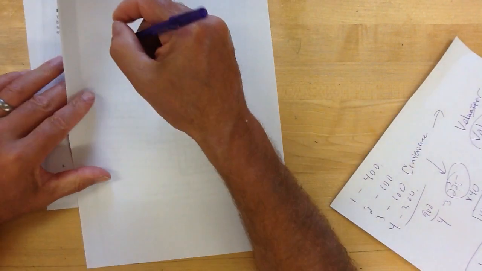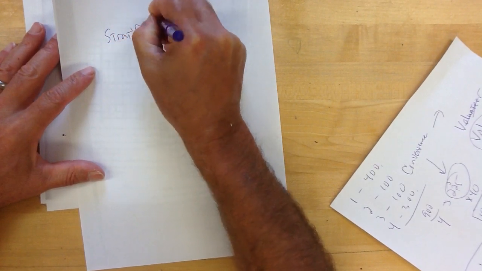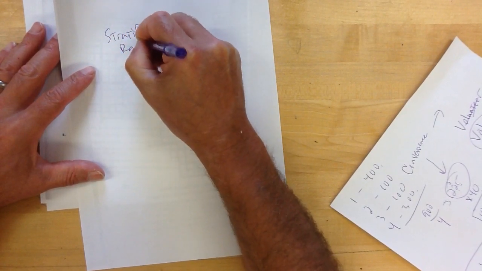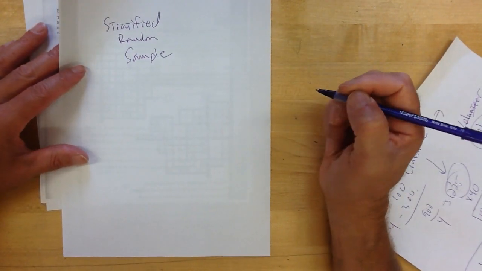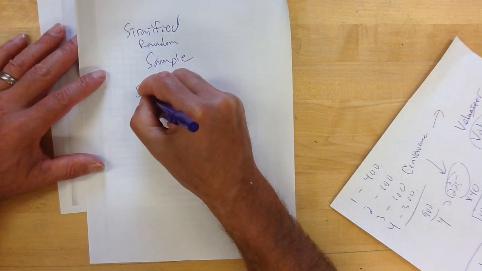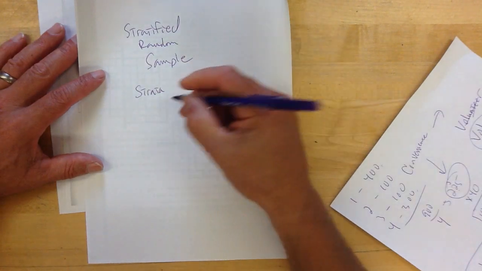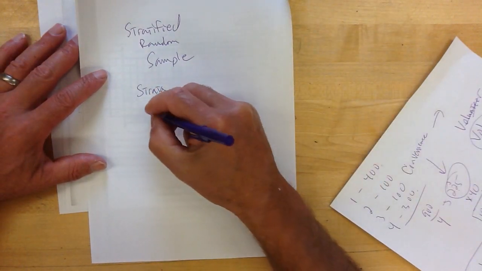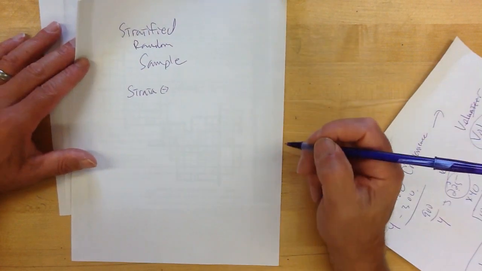The fancy name for this is a stratified random sample. I should have had these already for you. Okay, what you can do is break your population up into strata, or into groups that have some similar characteristic. Okay, that's in the book. I don't have to write that all out.